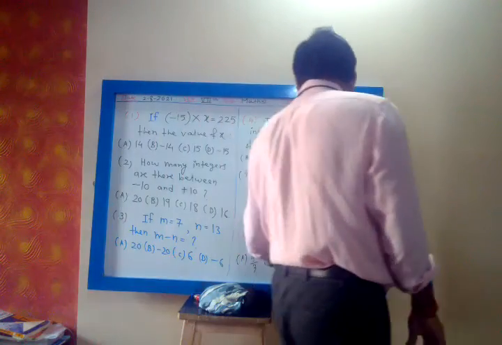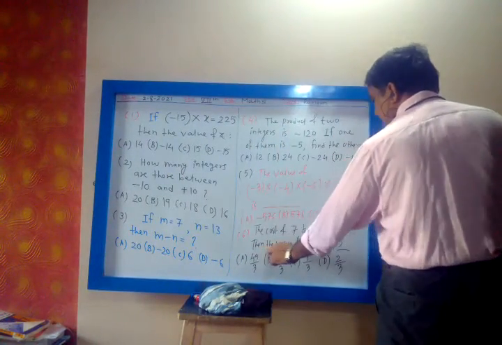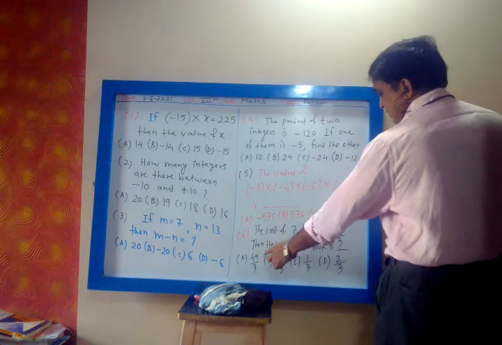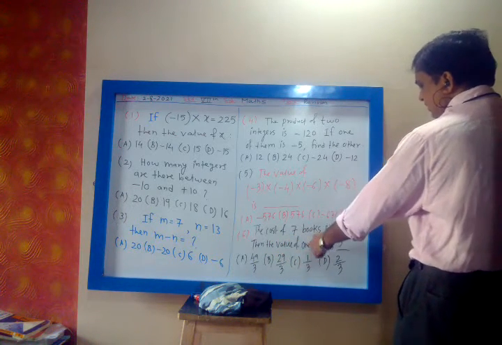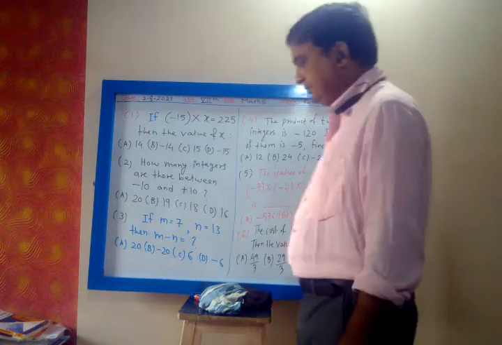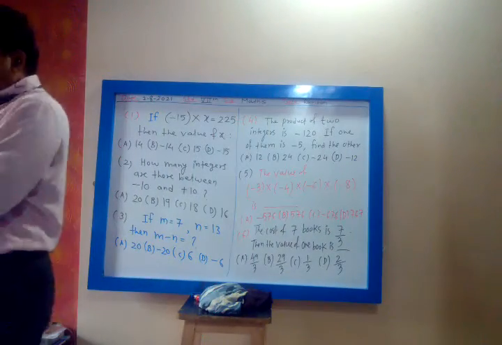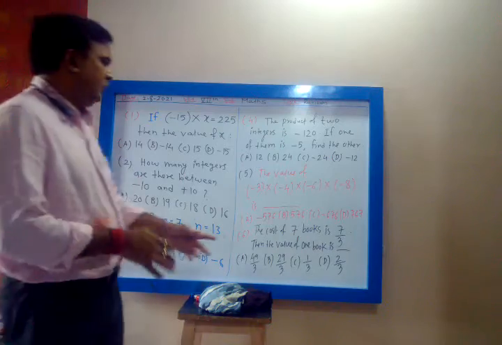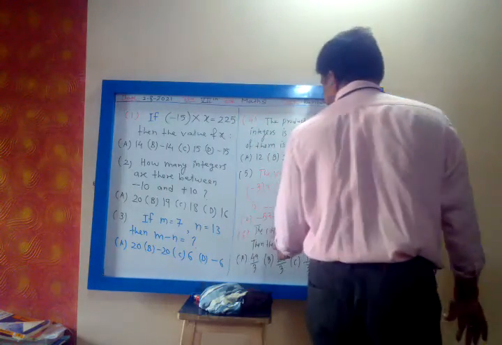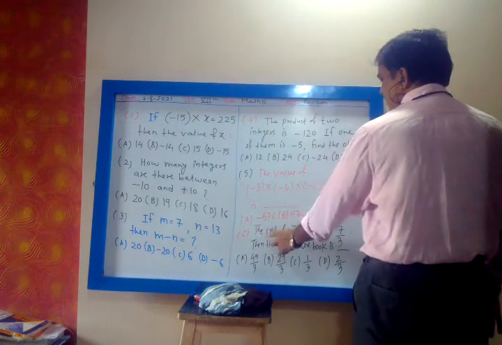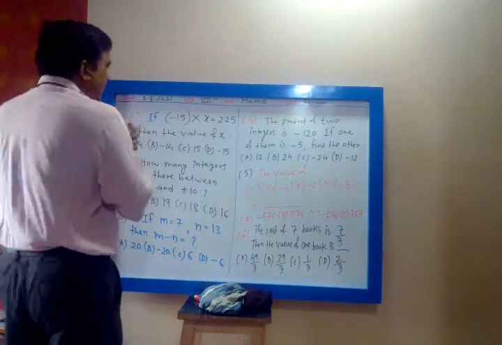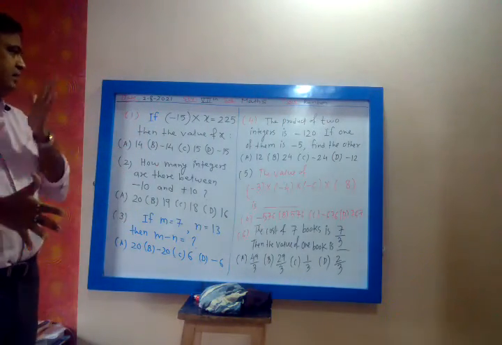Okay. Then the value of one book is dash. Options are 49 by 3, 29 by 3, 1 by 3 and 2 by 3. The cost of 7 books. Chalo, all of you start sending me the answer of the first.